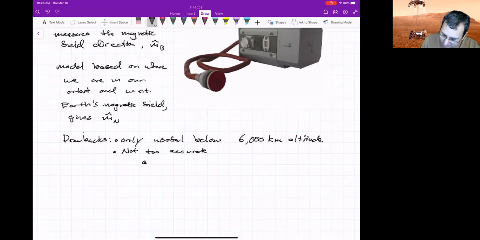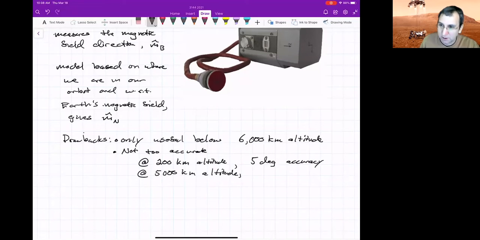At 200 kilometer altitude, near the ISS, they have a 5-degree accuracy. That's not very good. At 5,000 kilometers altitude, they have about a 1-degree accuracy. Compare that with the sun sensor, which was 0.01 degrees, so at least 100 times more accurate. So the sun direction is going to be the most accurately known in general.